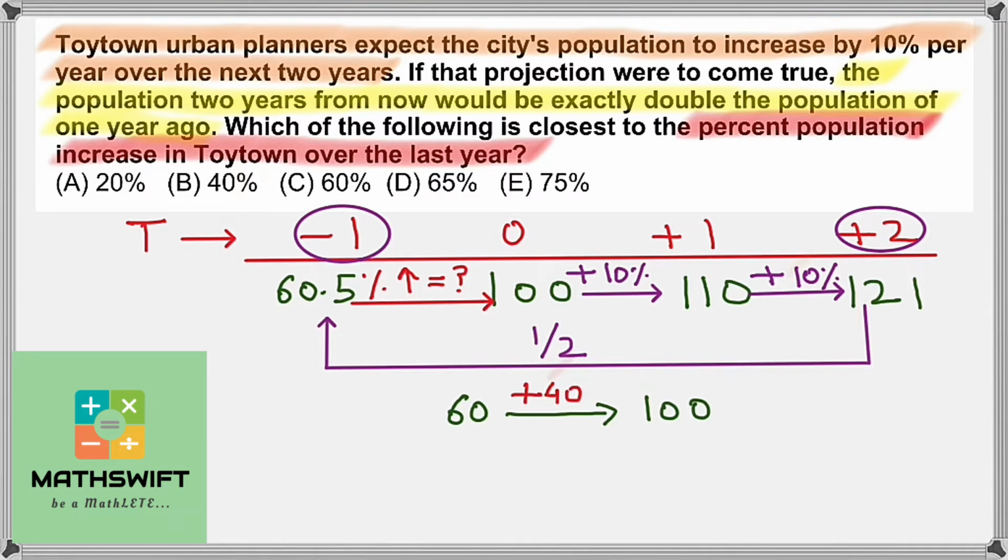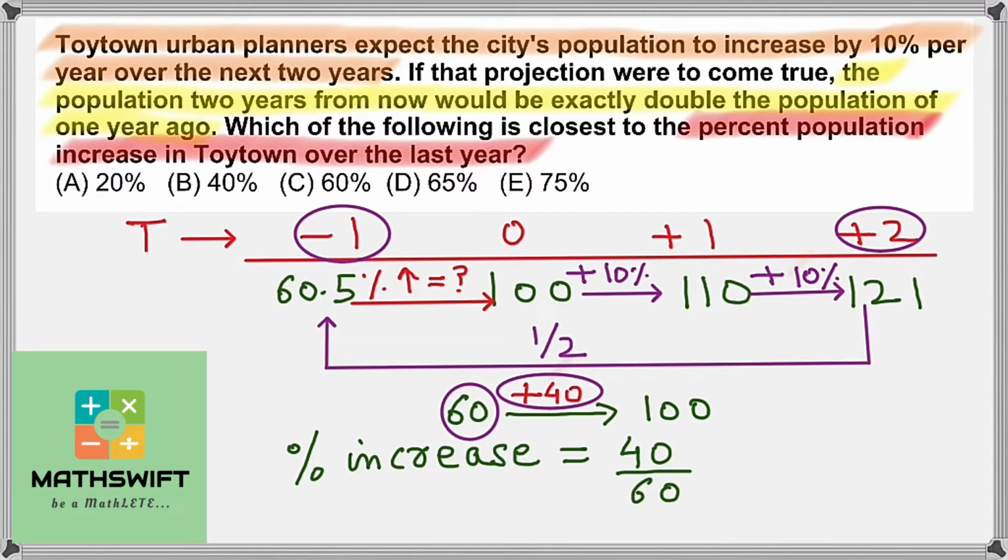Percent increase would be the increase in the population. Percent increase is the increase in population, that is 40, upon the original population, that is 60. Cancelling out the common factors from the numerator and denominator, we get 2 by 3, which in terms of percentage is 66.6%. So the option that is closest to it is 65%.